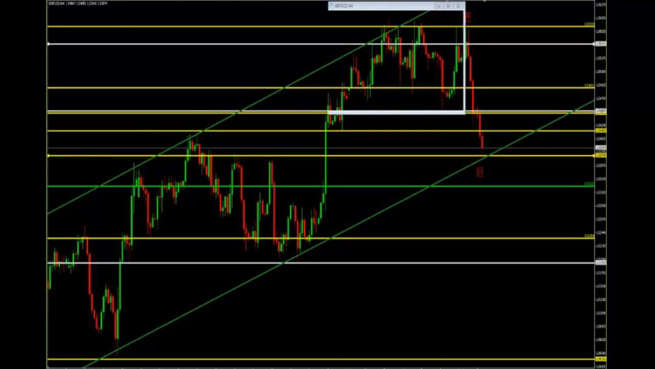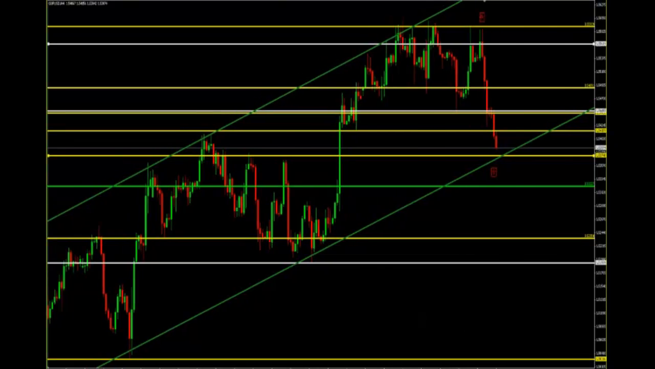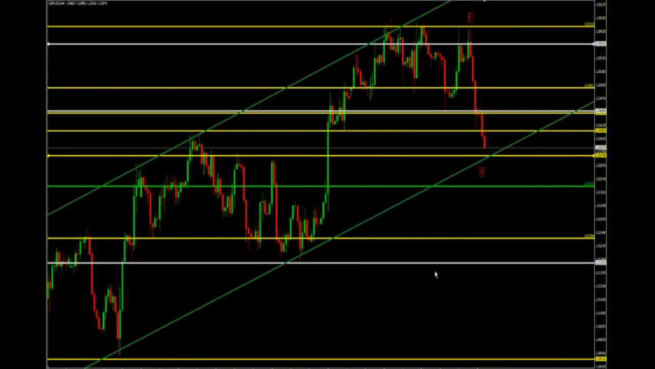To me, much more interesting than euro right now. Better risk to reward, and yeah, it's just a bit more lucrative for a day trade. Pound dollar obviously moves around about 100 pips a day, so we'll see if we get a nice bounce on pound dollar.